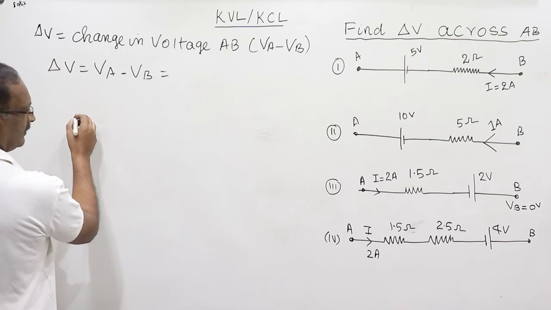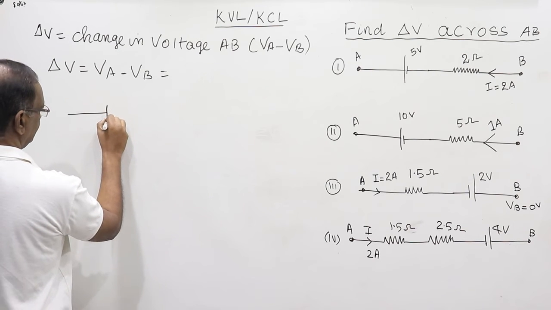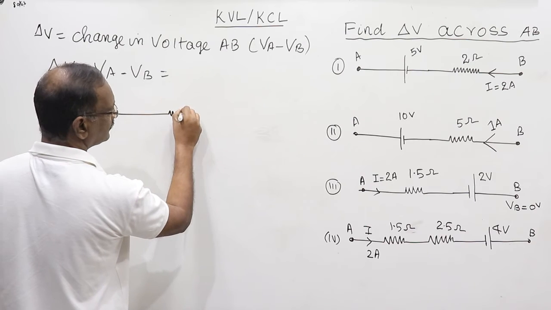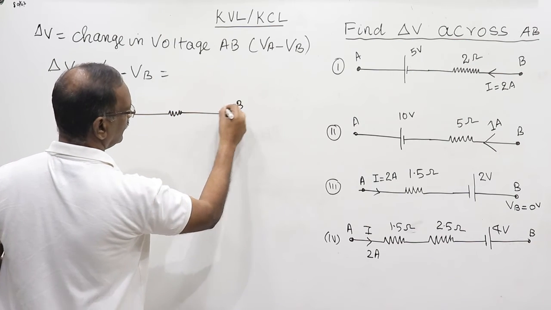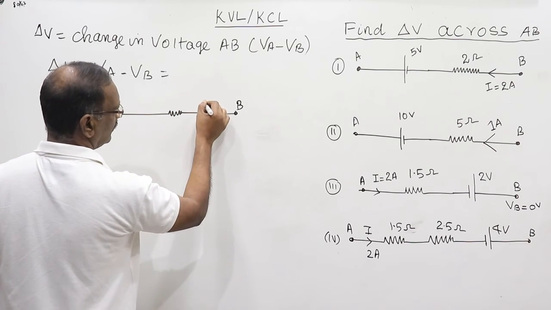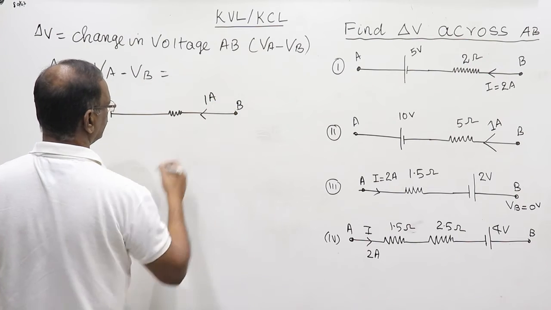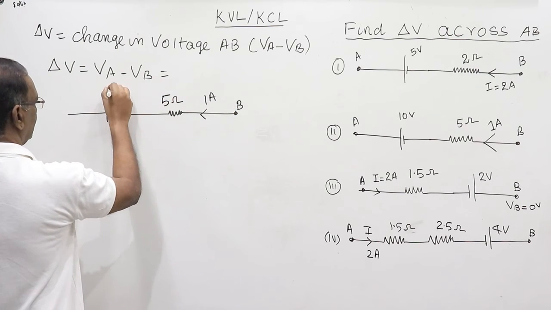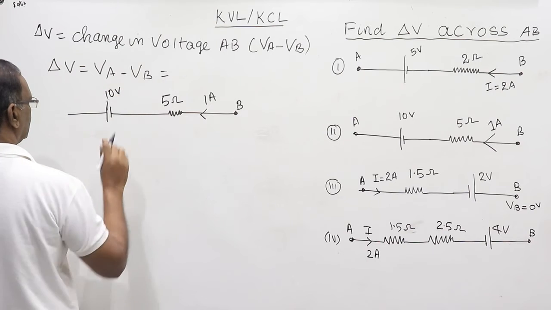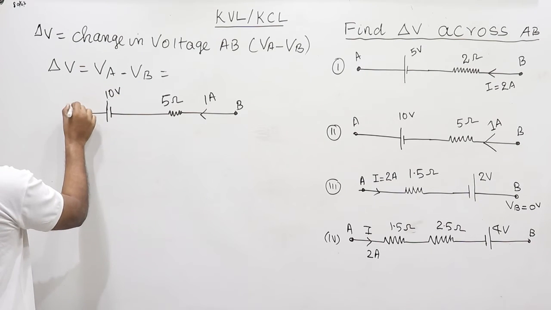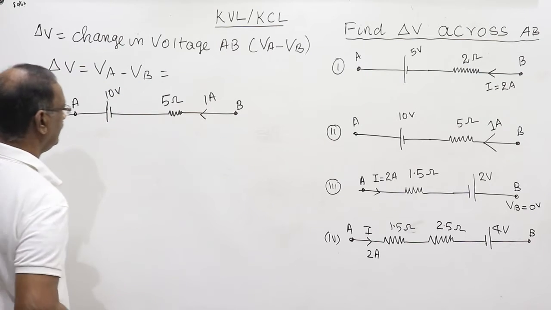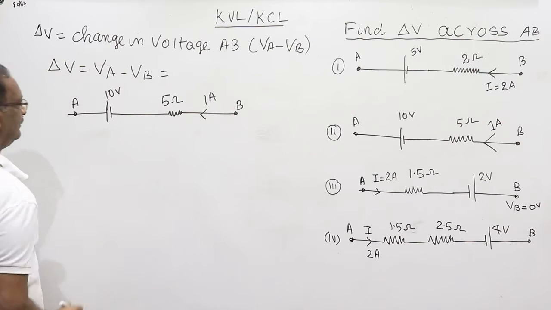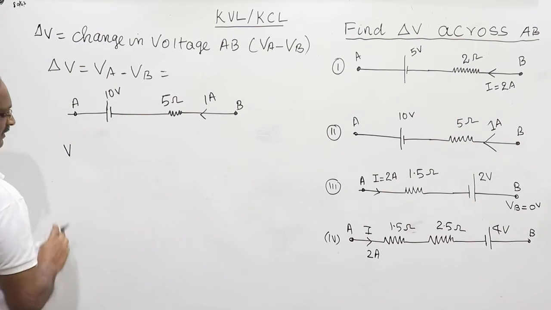Second problem, there is a battery here. This is a resistor. This is side B. Current is flowing here, 1 ampere current is flowing. This is equal to 5 ohm. This is 10 volt. And this is point A and this is point B. We have to find out change in potential across A and B, VA minus VB.